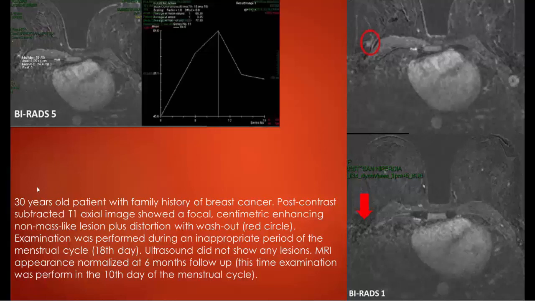Examination during the appropriate period of the menstrual cycle. Ultrasound does not show any lesion. MR appearance normalized. After 6 months follow-up, it shows normal.